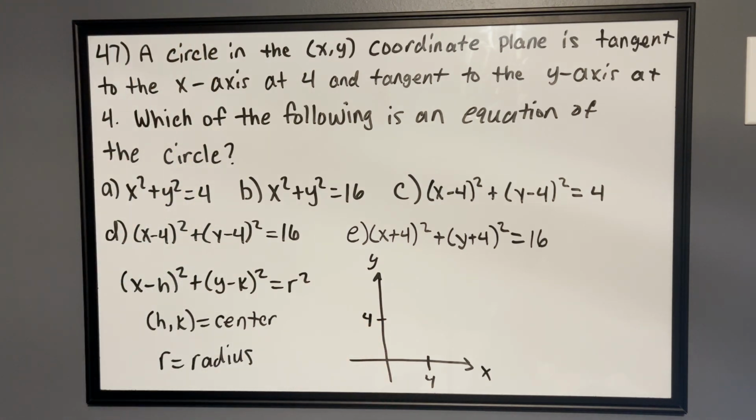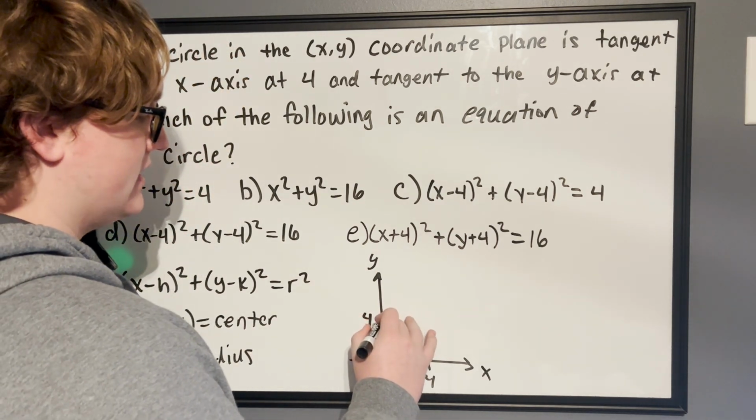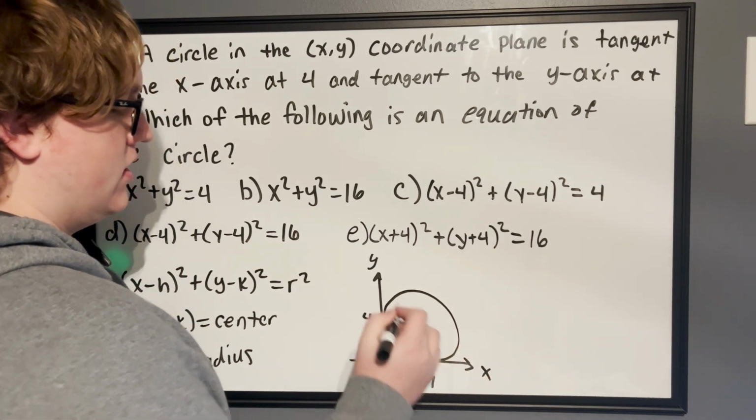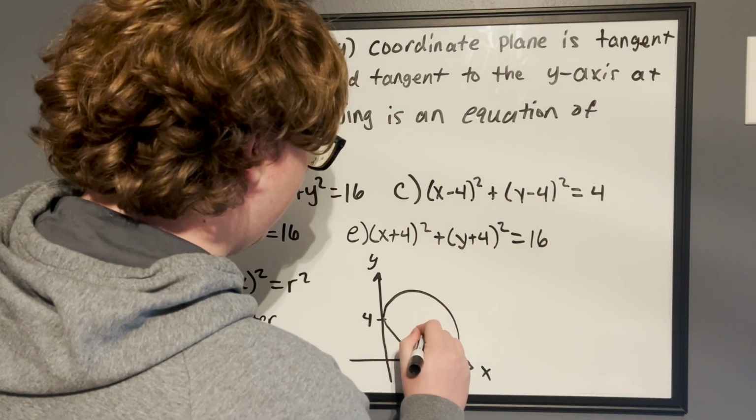So when it says that the circle is tangent to the x-axis at 4 and tangent to the y-axis at 4, this word tangent means it's the only time that this circle will touch the x and y axis. So if it's the only time it can touch it, that means everything has to stay above and to the right of the x and y axis. So the circle will look like this. That's a little bit of a wonky circle, but you get the idea. And the center will be right here.